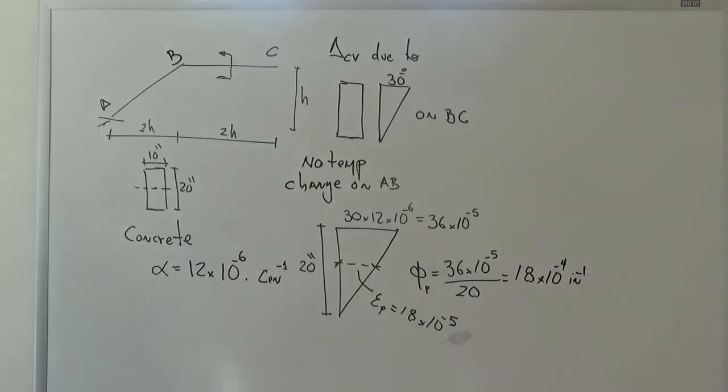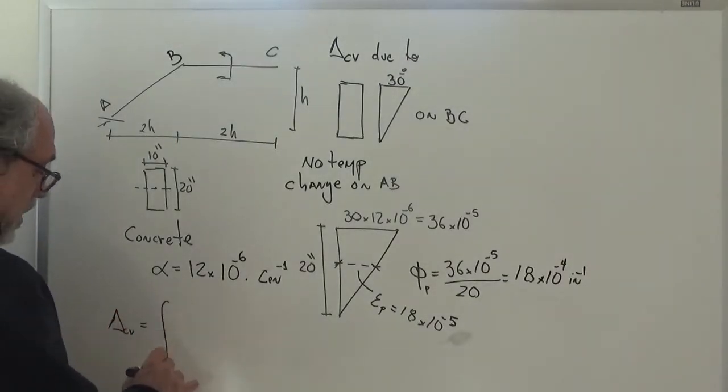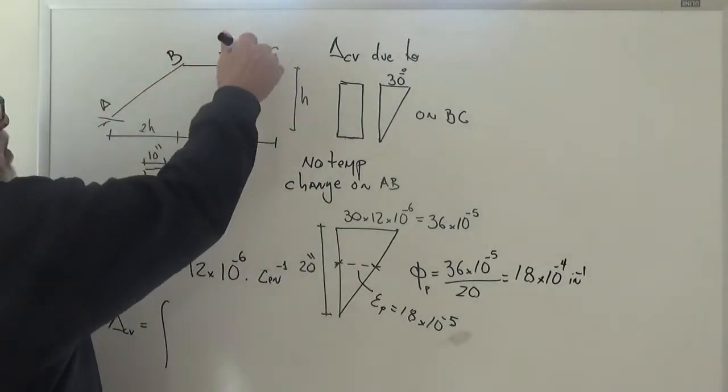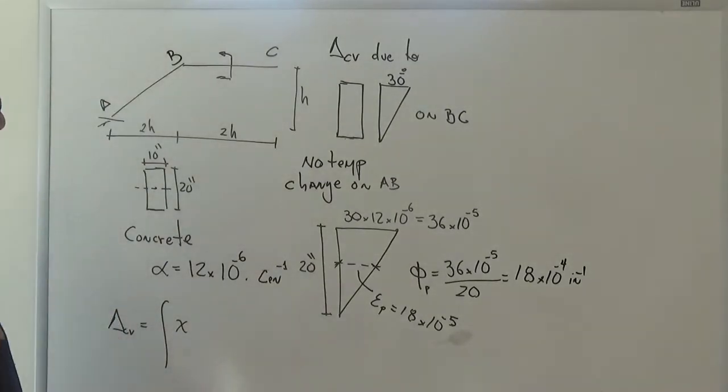Now we can just simply calculate what is the deflection at C in the vertical direction, and we get delta at C in the vertical direction is equal to the integral over bar BC of M1. Remember, M1 was just X, right? Okay, now comes a question of sign convention.